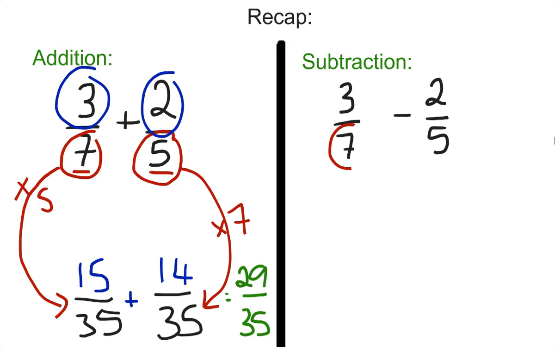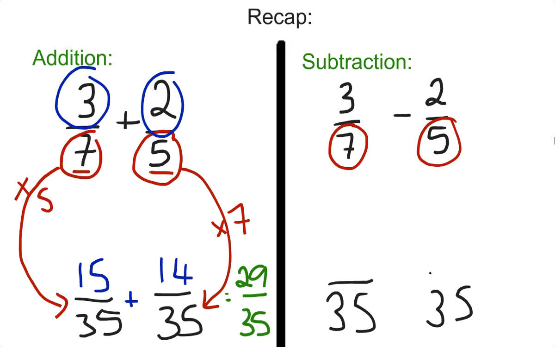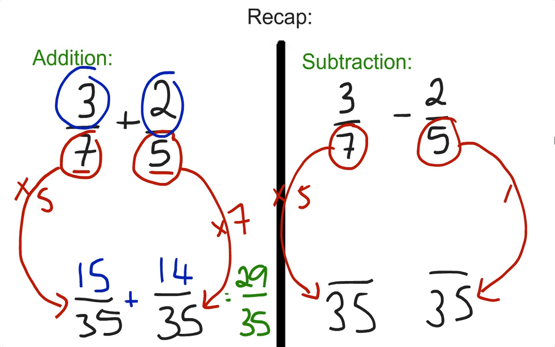7 times 5, because we want the number that's in the 7 and the 5 times table, and that's 35, so that's going to be our denominator down here. What did I times the 7 by to get the 35? Well, we times it by 5. And what did I times the 5 by to get the 35? I times it by 7.